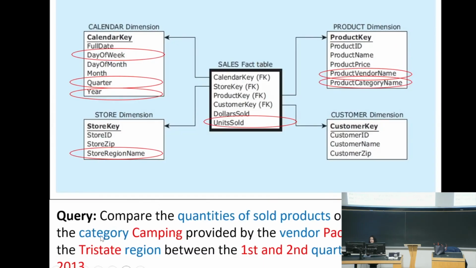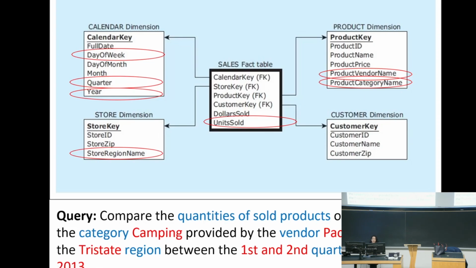So you can see here another example, a query comparing the quantities of sold products, which is units sold here, on Saturdays, which you can access on the calendar dimension, day of the week, right? In the category camping, which you can access on the product dimension, provided by the vendor Pacifica Gear, which is also on the product dimension, within the three-state region, which is in the store dimension, between the first and second quarter of the year 2013, which means we also need to access quarter and year across the calendar dimension. So we need to access our fact and also three dimensions.